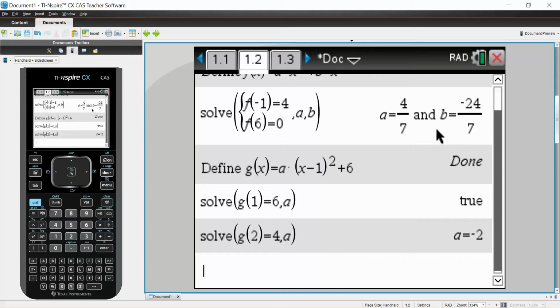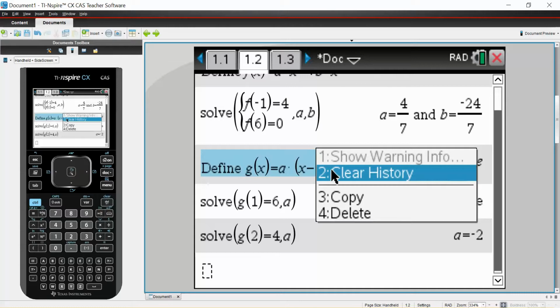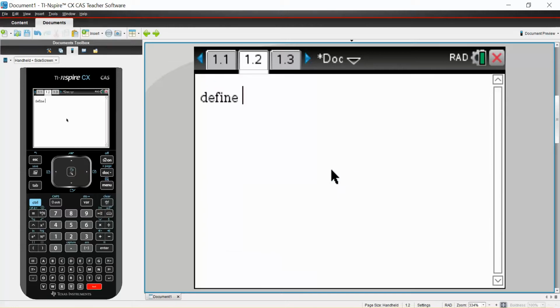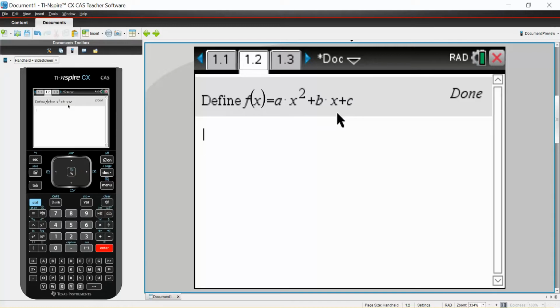Okay, so I'm going to delete all this again. Here we go. Define, I'm going to do f of x again. f of x equals a times x squared plus b times x plus c. Don't forget that between b and x there has to be a times. If you don't put a times there, it's not going to work. So I defined it. Okay, that's my equation. What do I want to solve? I got 3 equations, 3 unknowns.